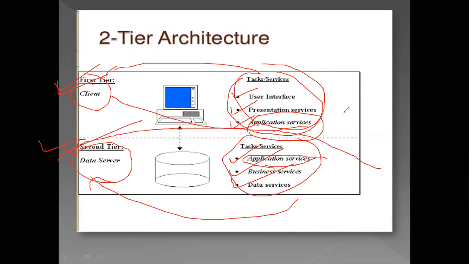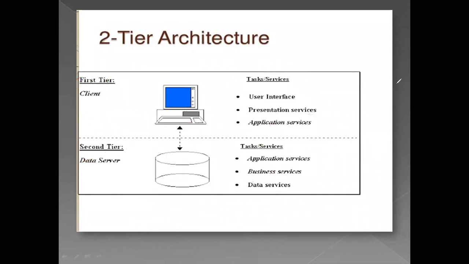This is your PC. You are sending the request, and now the requests are served from the server side, and that is the second tier. Now have you got the differences between the first tier and the second tier? Okay.